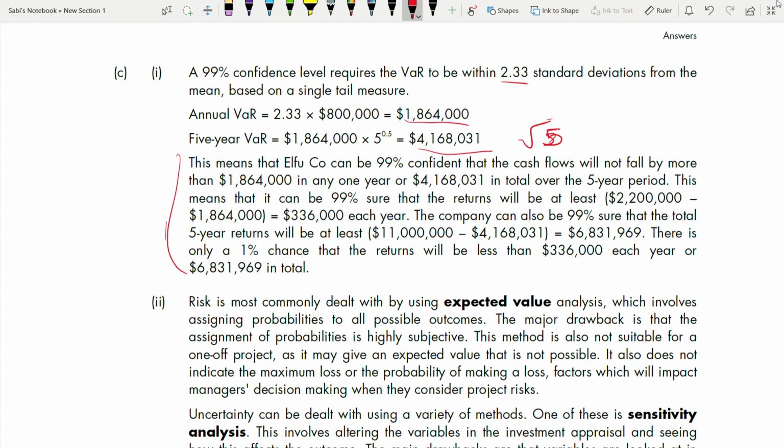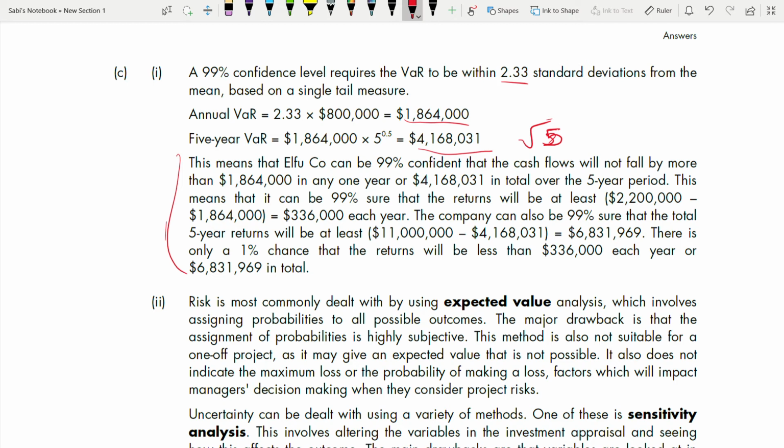This means that it can be 99% sure that the returns will be at least 2.2 minus 1864, that is 336,000 each year, right? Or the company can also be 99% sure that the total 5-year return will be at least this much, 11 million minus this. There is only a 1% chance that the returns will be less than 336,000 each year, or 6.8 million in total, right?